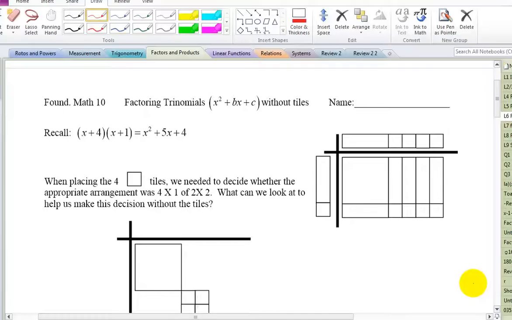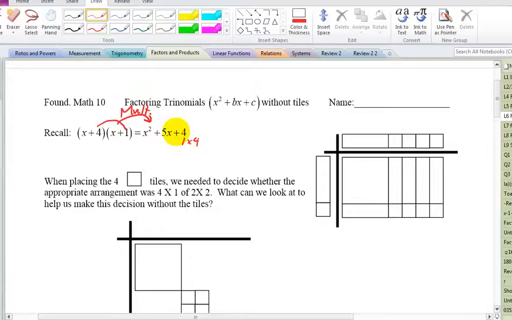Look at this one question. If we have x plus 4 times x plus 1, just like our quiz, you can multiply it and get x squared plus 5x plus 4. It's important to know what happens though. The 4 times the 1 gives us the last part.